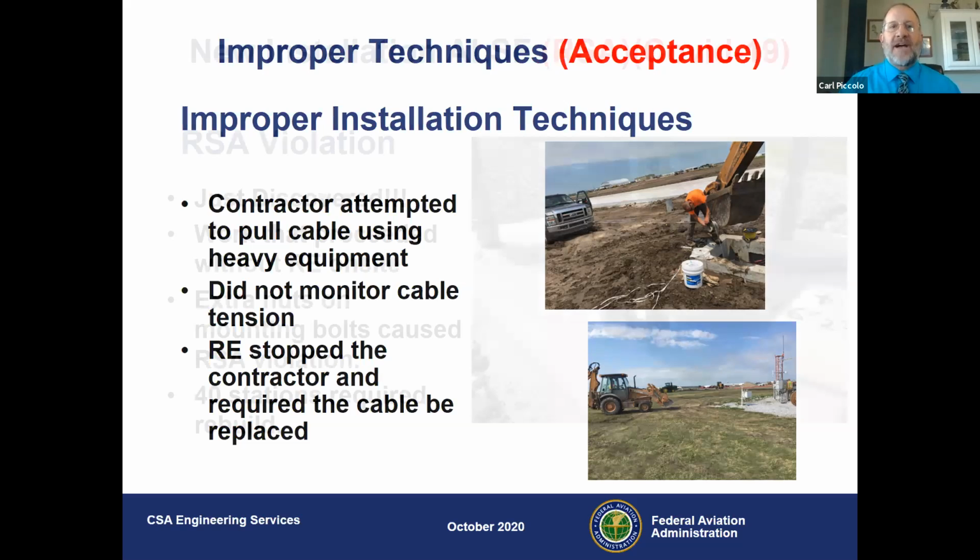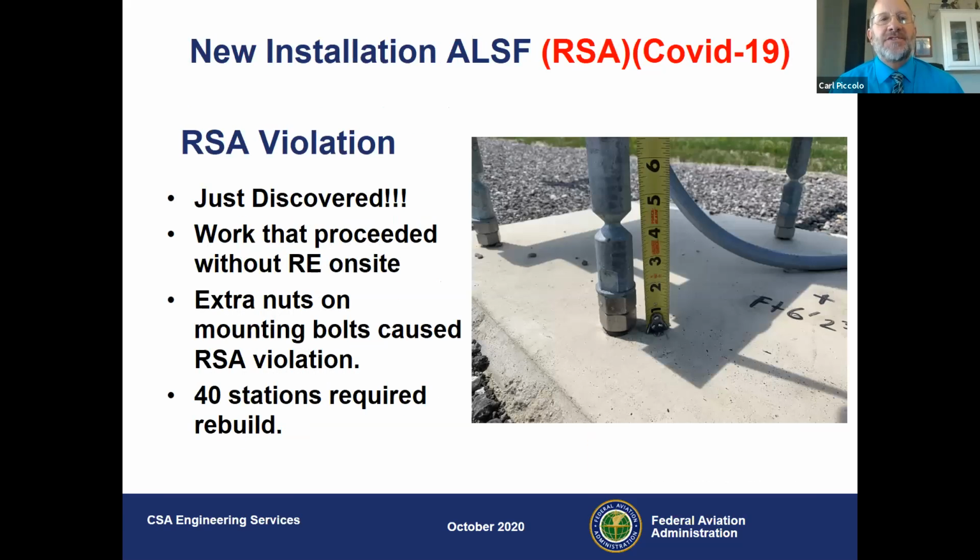And here's finally the last one that I have to show you. This is an RSA violation. Our resident engineers were not allowed to be on site because of COVID-19. Once we finally were able to see the installation, we noticed that there was an RSA violation. If our resident engineers were available and able to be on site, we could have avoided this problem. And as a result, this is an ALSAP installation.